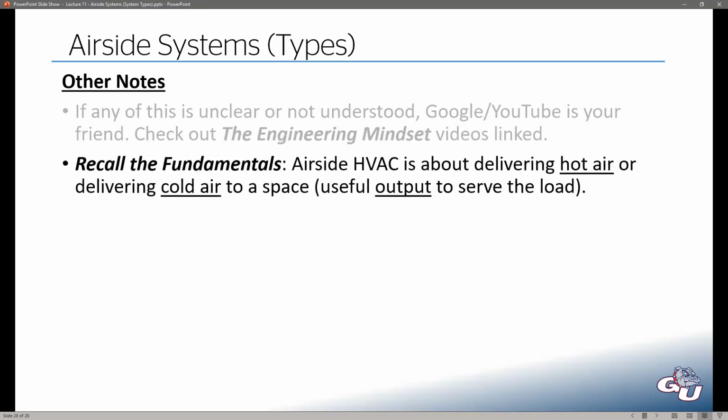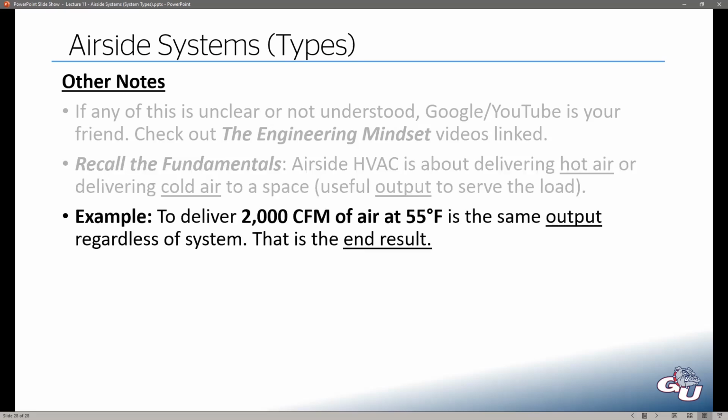And always recall those fundamentals. If we're talking about airside HVAC, it's all about delivering hot air or cold air to a space. All of these systems, even though they are drastically different in how they do this, that's ultimately what they're doing at the end, is delivering hot air or cold air, which is our useful output to serve the load.